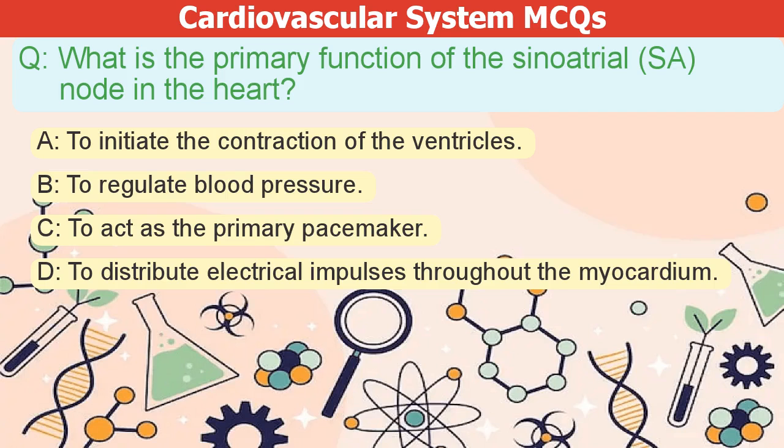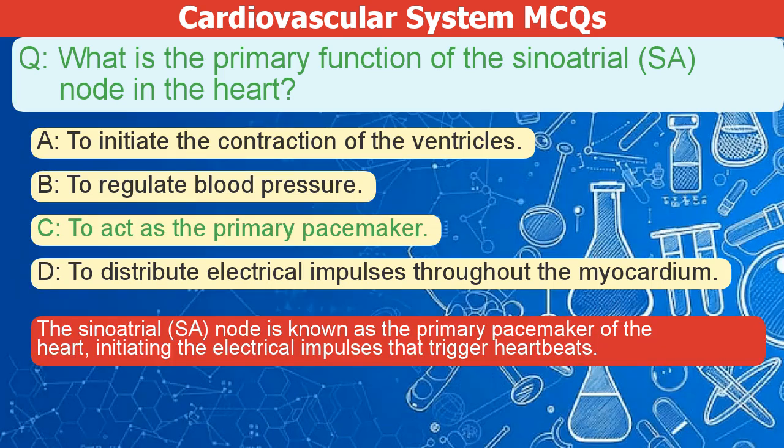What is the primary function of the sinoatrial (SA) node in the heart? A. To initiate the contraction of the ventricles. B. To regulate blood pressure. C. To act as the primary pacemaker. D. To distribute electrical impulses throughout the myocardium. The correct answer is C. The sinoatrial (SA) node is known as the primary pacemaker of the heart, initiating the electrical impulses that trigger heartbeats.